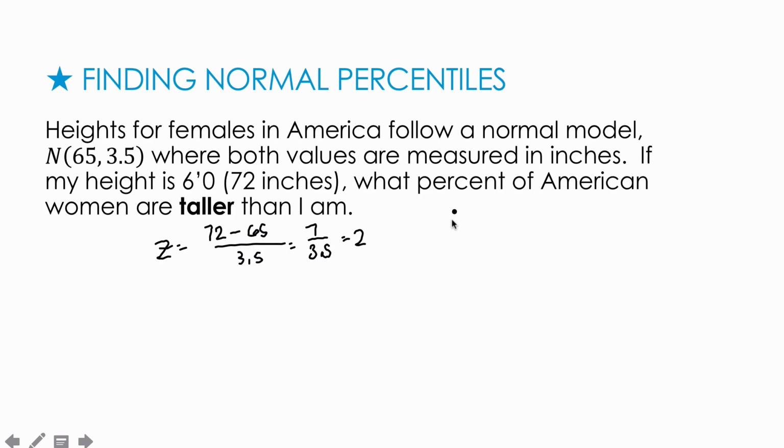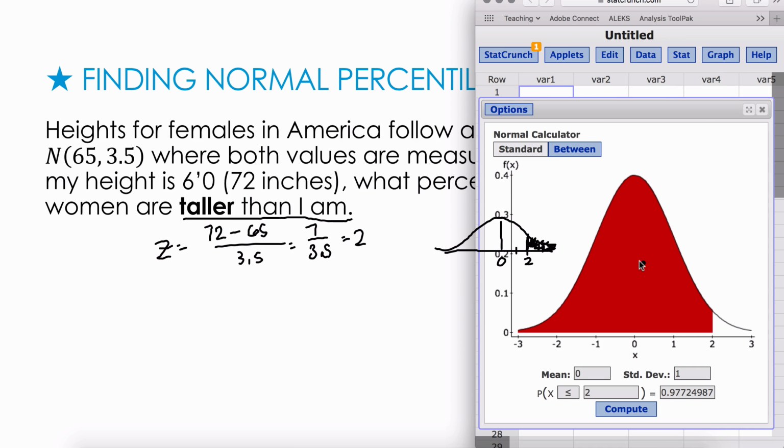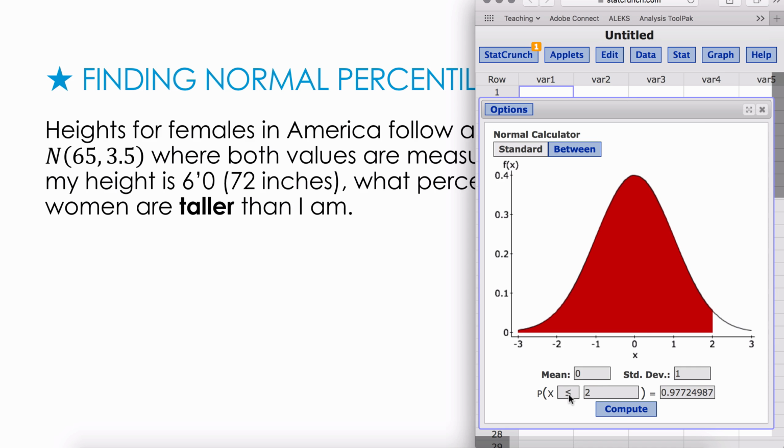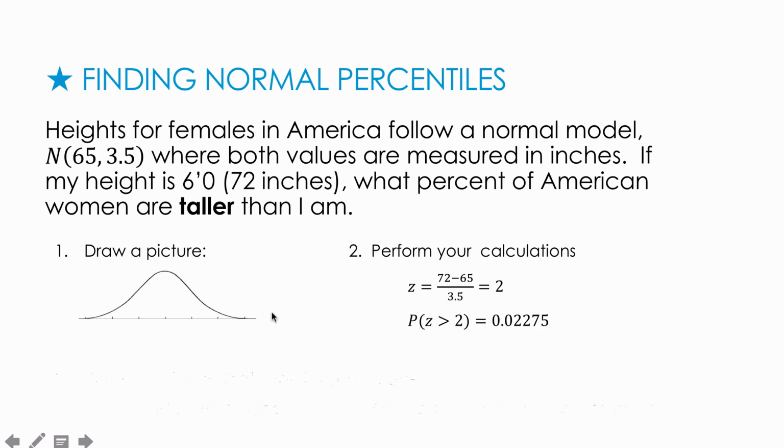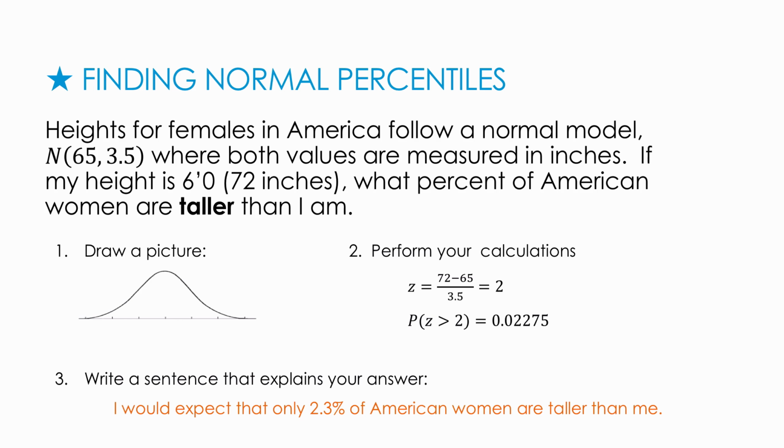Now 2 is great, but again we want to look at drawing a little picture so we know which direction we should go. This is always 0 if I'm using the normal model, and here I am at 2, and my question is, do I shade right or do I shade left? Well, the question says how many people are taller than I am, which means I'm looking at these people that are greater than 6 foot tall. So if I pop over to StatCrunch and I change this to greater than 2, notice I get 0.02275. So back over here, 0.02275, and I would expect only 2.3% of American women to be taller than I am.